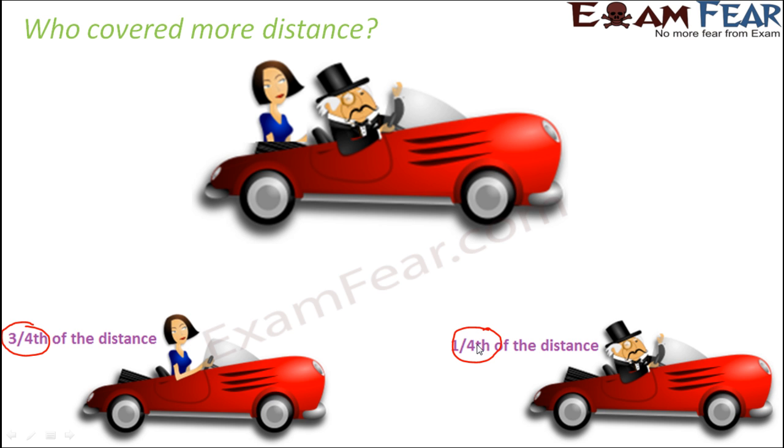Now if I ask you to compare the distance covered by Mrs. Smith with the distance covered by Mr. Smith, and I ask who covered more distance, obviously you would say that we need to compare these two fractions, 3/4 and 1/4, and we see that 3/4 is greater than 1/4. Therefore Mrs. Smith covered more distance. That's fine. But now when we go deeper into comparing, we would ask how much distance was covered by Mrs. Smith with respect to Mr. Smith. How will you do that comparison?